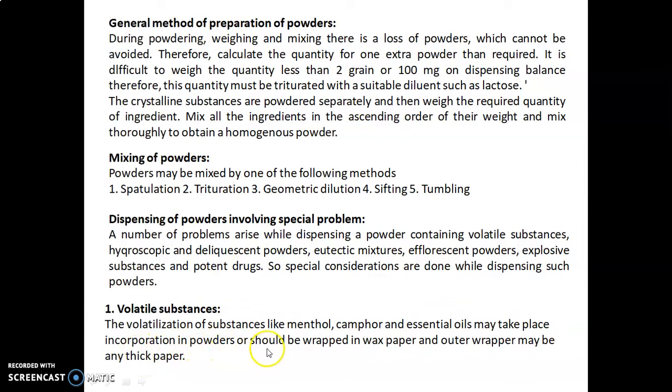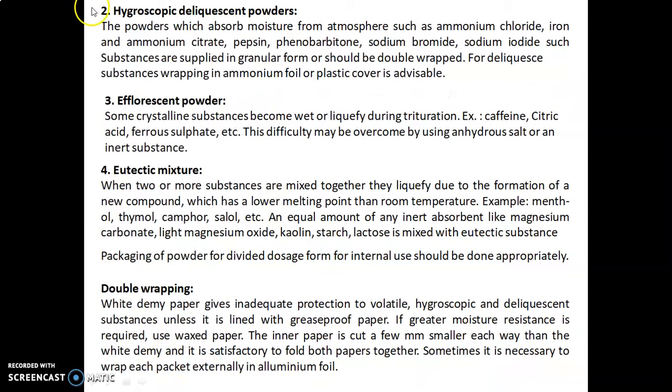Incorporation in the powders should be wrapped in wax paper, and the outer wrapper may be any thick paper. Then the second one, for hygroscopic and deliquescent powders, the powders which absorb moisture from the atmosphere, such as ammonium chloride, iron and ammonium citrate, pepsin, phenobarbitone, sodium bromide, sodium iodide. Such substances are supplied in granular form or should be double wrapped. For deliquescent substances, wrapping in aluminium foil or plastic cover is advisable.